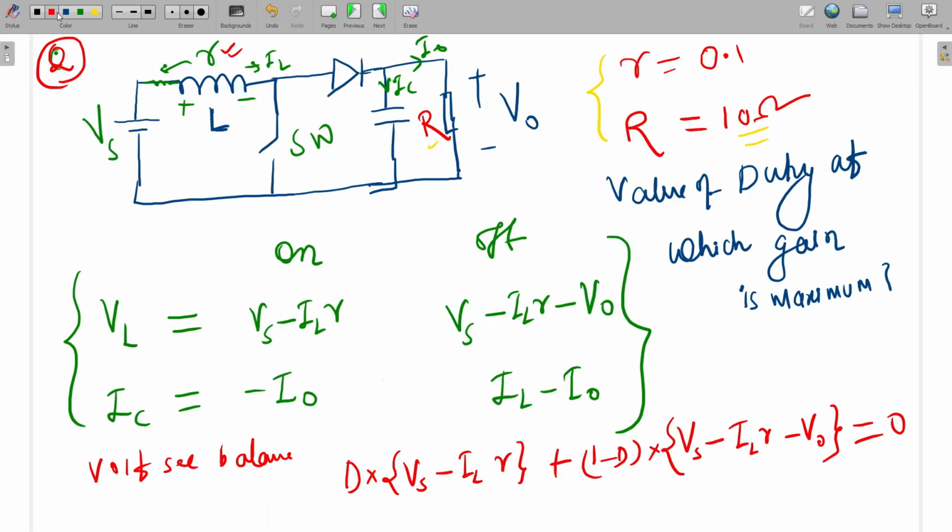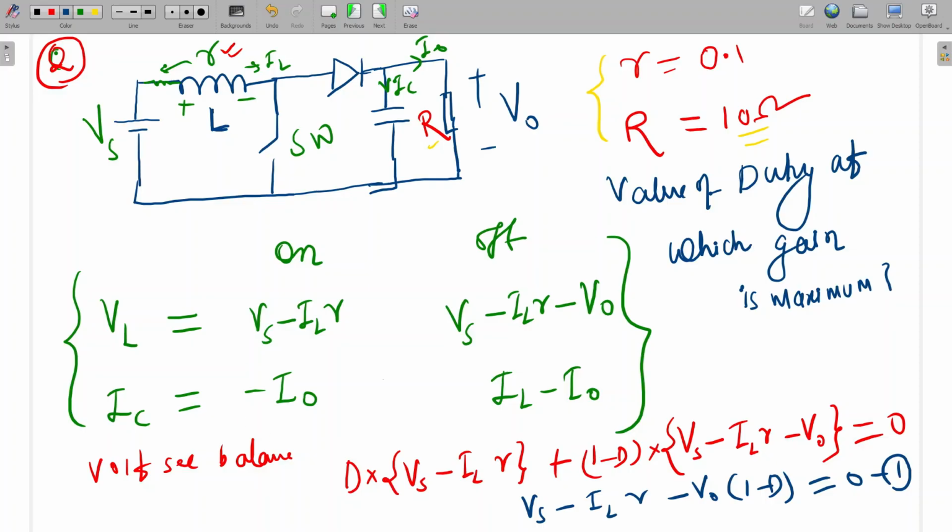Okay. So further we can see here that this Vs minus ILr and Vs minus ILr, this is multiplied by D, and here it is multiplied by 1 minus D. So if I am taking Vs minus ILr common, D plus 1 minus D will be 1. So we can write Vs minus IL into r minus V naught into 1 minus D is equal to 0. So this I am taking as equation 1.